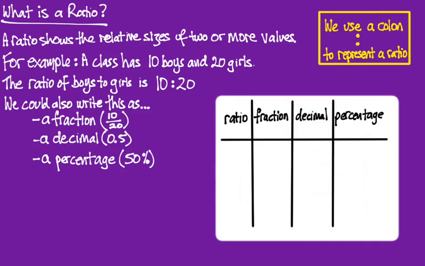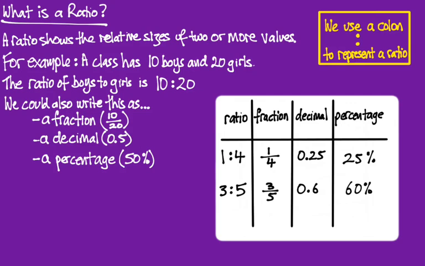Now you can go through and take these ratios and convert them, like we said, to fractions, decimals and percentages. Let's look at some examples. 1 to 4 as a ratio, as a fraction would be 1 over 4. So it's this number over this number. 1 over 4 is a quarter, or written as a decimal, that's 0.25. And we know from previous work that 0.25 as a decimal is 25%. A ratio of 3 to 5 will be written as a fraction 3 over 5, which is 0.6 as a decimal, or 60%.